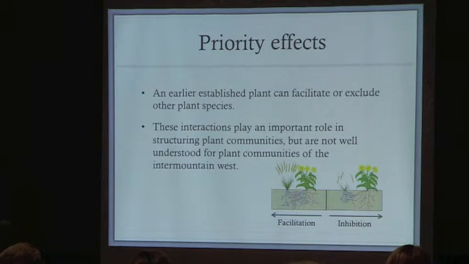So priority effects occur when an earlier established species has an influence on a species of plant that is later establishing. So these relationships can be either facilitative or inhibitive. And these interactions between priority effects do play an important role in structuring plant communities. And in our area, in the Intermontane West, they're poorly understood.